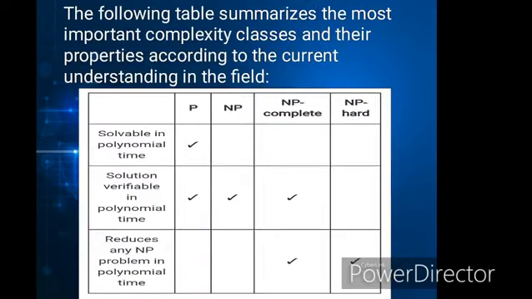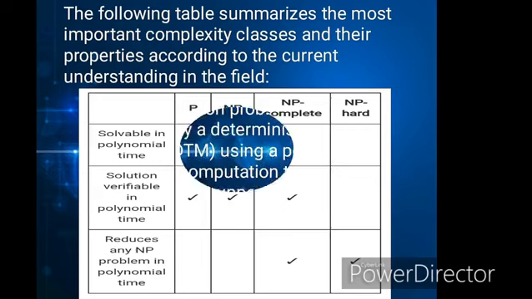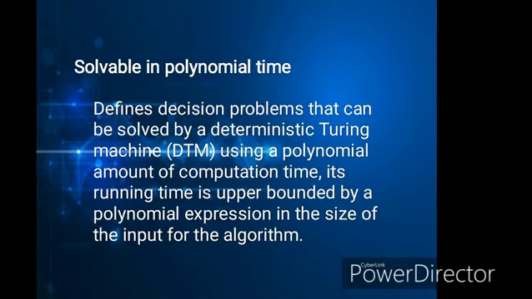The following table summarizes the most important complexity classes and their properties according to the current understanding in the field. Solvable in polynomial time defines decision problems that can be solved by a deterministic Turing machine, or DTM, using a polynomial amount of computation time. Its running time is upper bounded by a polynomial expression in the size of the input for the algorithm.